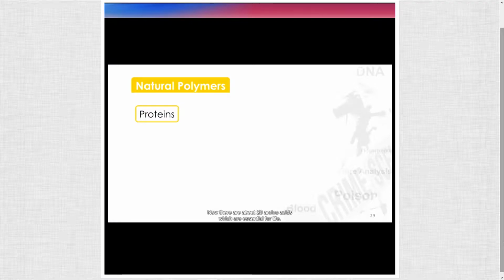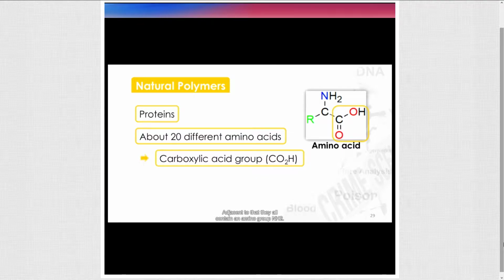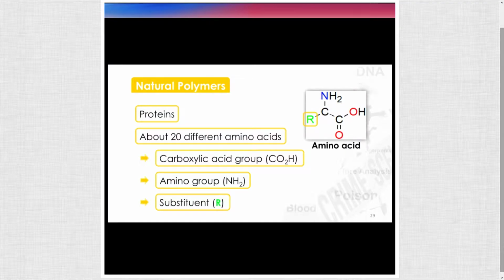Another important class of natural polymers, more important than polymers of glucose, are the proteins. Now, there are about 20 amino acids which are essential for life. And the amino acid molecules all contain what we call a carboxylic acid group, CO2H. Adjacent to that, they all contain an amino group, NH2. There's one exception that does not. These two factors are constant. The 20 or so essential amino acids differ in the remaining substituent, which I've indicated as R. And that is what makes these amino acids different from each other.